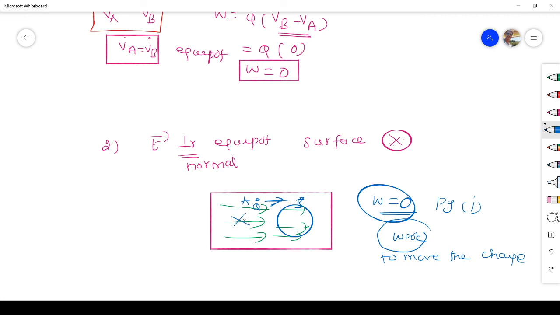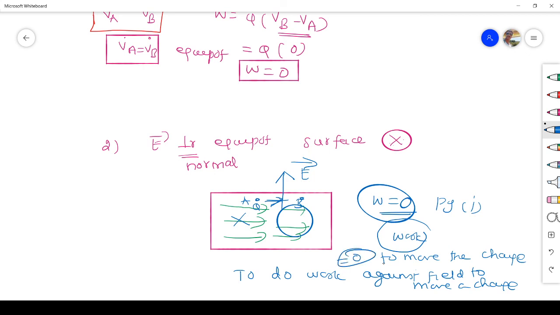So the electric field should not be parallel to the equipotential surface. Then where should it lie? It should be perpendicular to the equipotential surface. This is a very, very important point. You understand the point? If the electric field is parallel to the equipotential surface, what is the meaning? I have to do some work against the field to move a charge. Yes or no? But as per property number 1, work is 0 in the equipotential surface. So the electric field must be perpendicular to the equipotential surface. Right? This is property number 2. These two properties you must remember always.